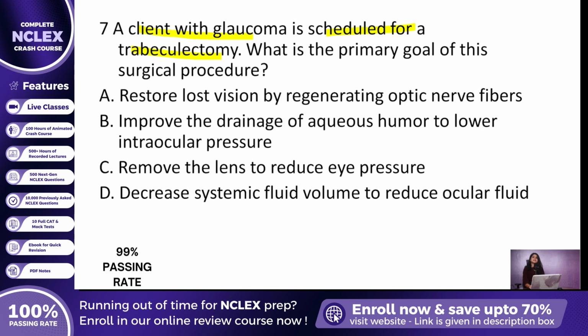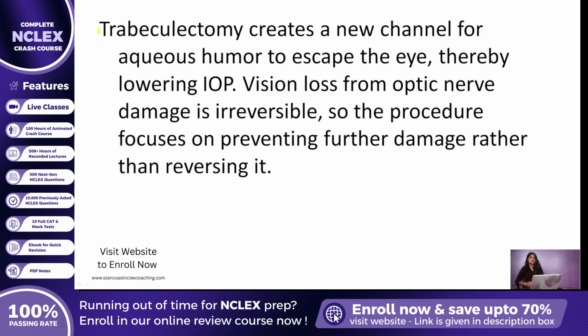The correct answer is B. Improve the drainage of aqueous humor to lower intraocular pressure. Why is this correct? Trabeculectomy is a surgical intervention for glaucoma where a new drainage channel is created to allow aqueous humor to escape the eye. This reduces intraocular pressure, IOP, helping prevent further optic nerve damage.